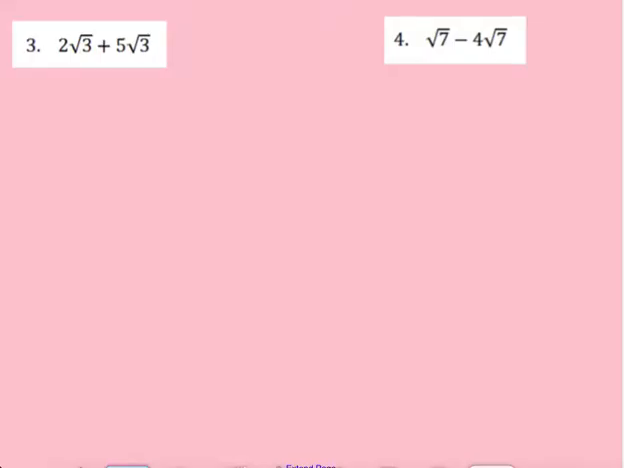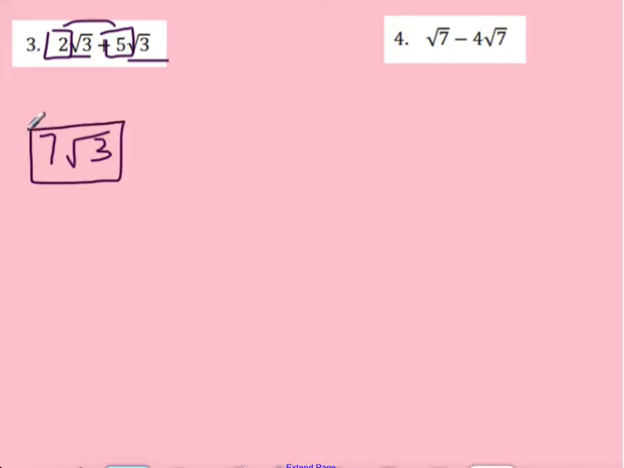Taking a look at number 3. So I see, okay, both of these are the square root of 3. That means I can add them together. So I'm going to go ahead and add their coefficients. And 5 plus 2 is 7, and then we have the square root of 3. So I have 7 square root of 3.